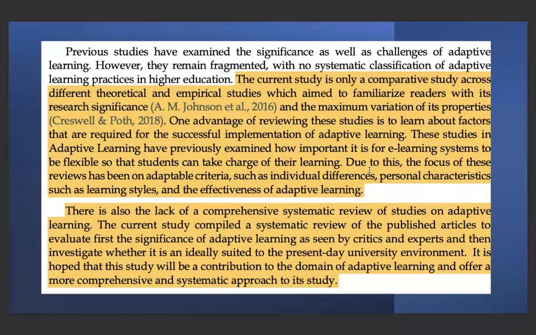There is also a lack of comprehensive systematic review of studies on adaptive learning. The current study compiled a systematic review of the published articles to evaluate first the significance of adaptive learning as seen by critics and experts, and then investigate whether it is ideally suited to the present-day university environment. It is hoped that this study will be a contribution to the domain of adaptive learning and offer a more comprehensive systematic approach to its study.